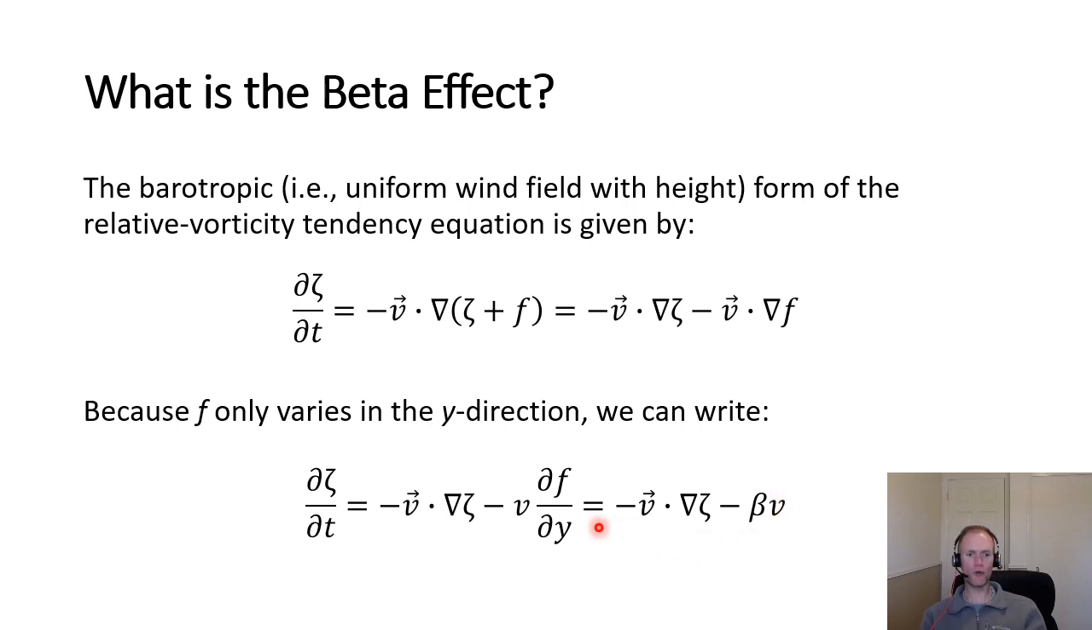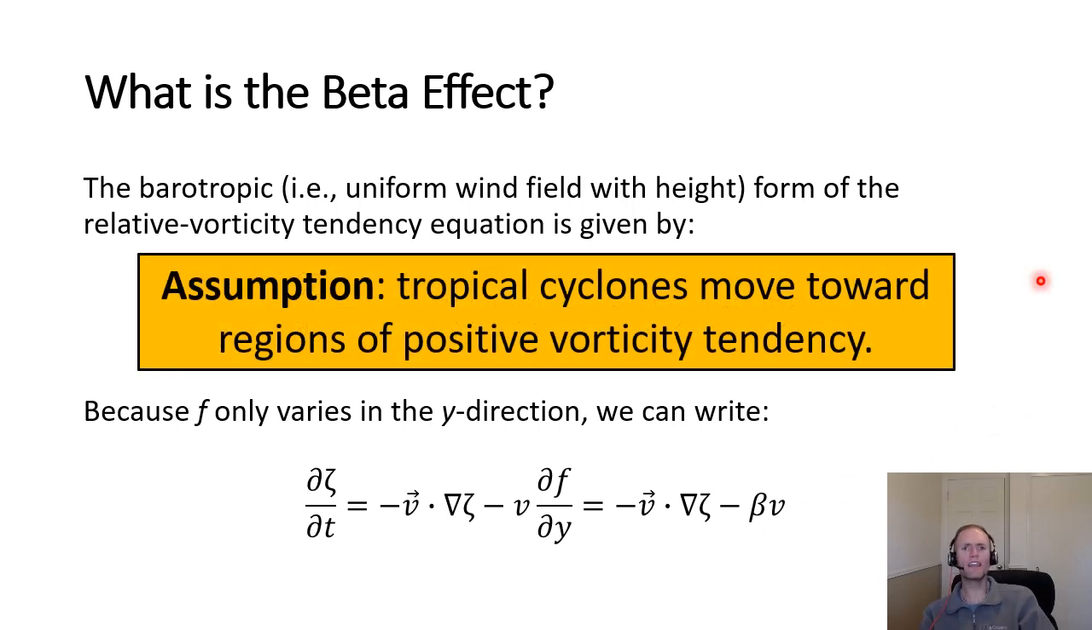So this term is going to govern the large-scale flow's influence on where the tropical cyclone goes, and this is going to govern the beta effect on where the tropical cyclone goes. We're going to make the key assumption here, just as we did in the previous video: tropical cyclones move toward regions where the vorticity is increasing. So whatever the steering flow may be, if that steering flow is going across the cyclone, you would expect there to be a positive tendency downwind of that steering flow and a negative tendency upwind of that steering flow.